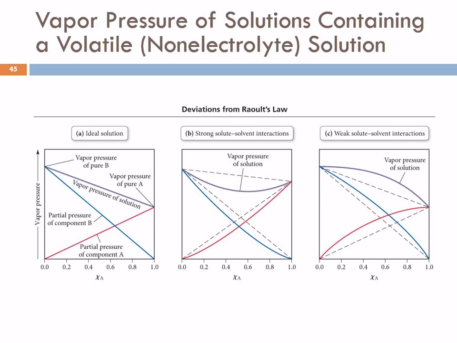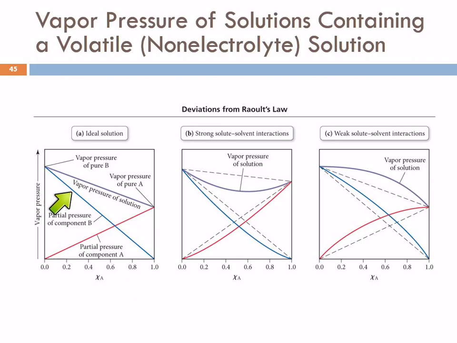So let's look at this. In this graph, we have vapor pressure increasing on the y-axis, and we have the mole fraction of component A increasing as we go across to the right. So if we look at the partial pressure of component A, where its mole fraction is 0, its vapor pressure is 0. And it increases linearly until we get to its pure vapor pressure at a mole fraction of 1.